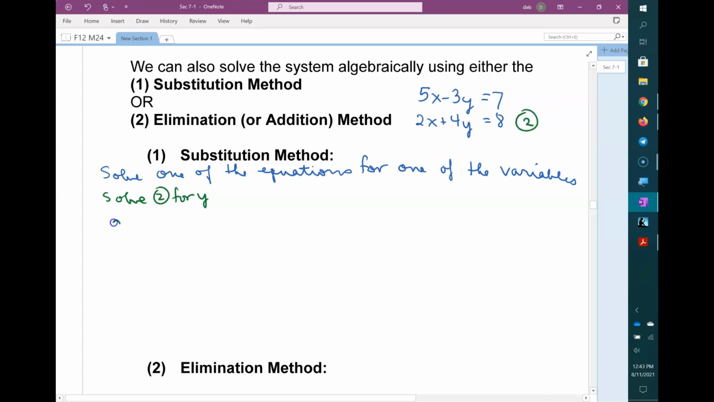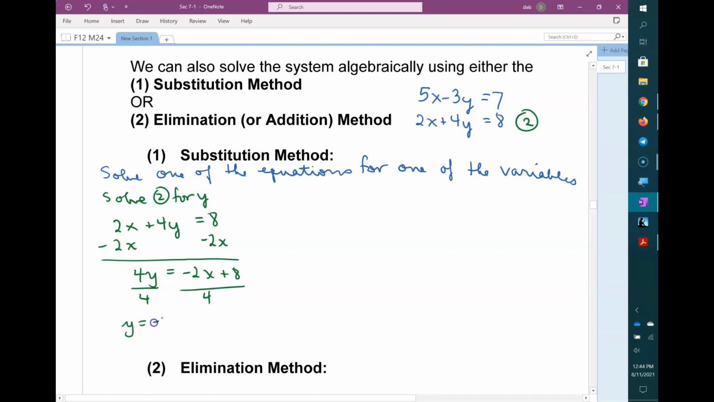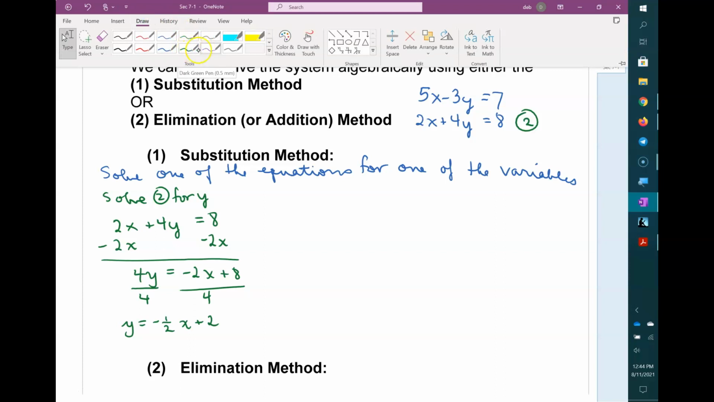So I'd have 2x plus 4y equals 8. Solving for y means get y all by itself. So I'll subtract the 2x from both sides, and then divide both sides by 4, and have y equals negative 1/2 x plus 2. Now you substitute, that's the name of the method.